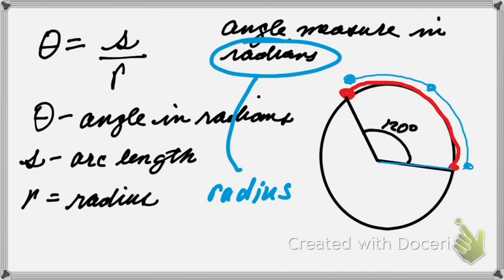Okay, so this is just putting everything into context and talking about this equation and what each of the elements of it are. One thing I do want to emphasize here is that whenever you're working with this equation, this theta here needs to be in radians. So let's go ahead and take a look at what that might look like.